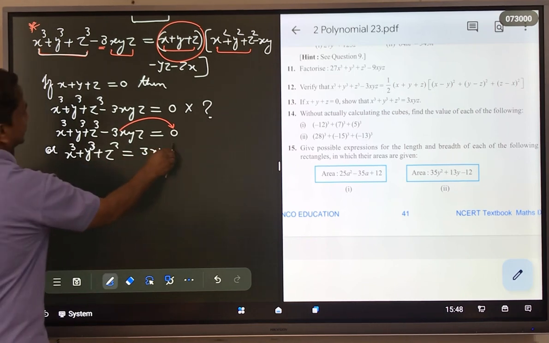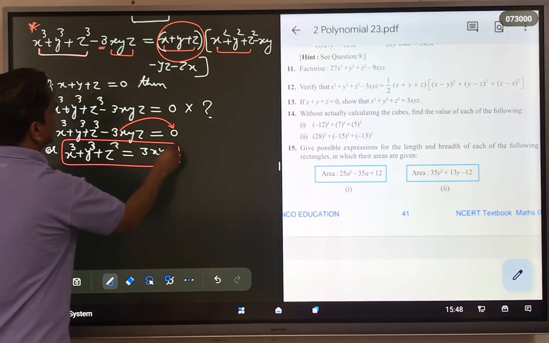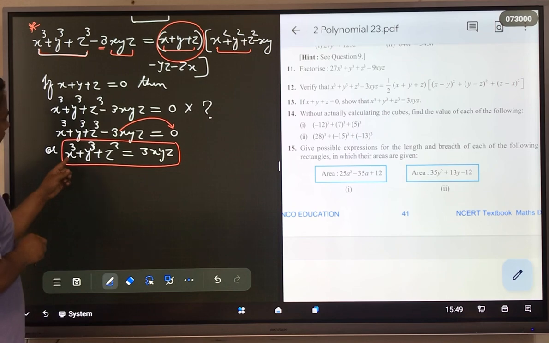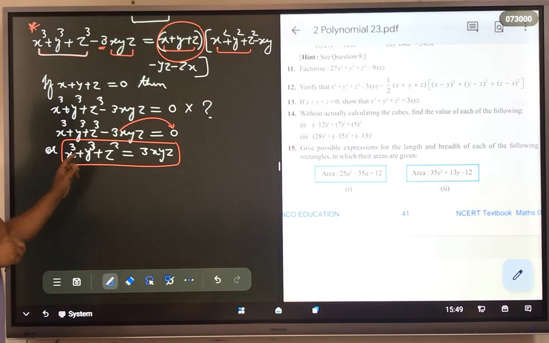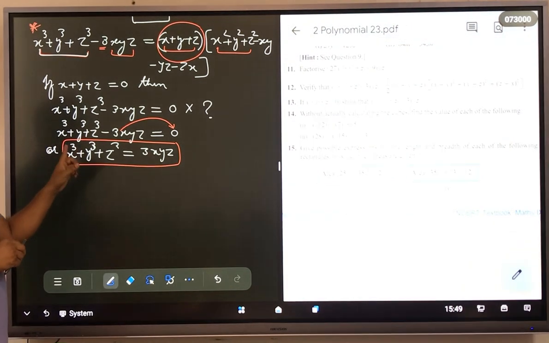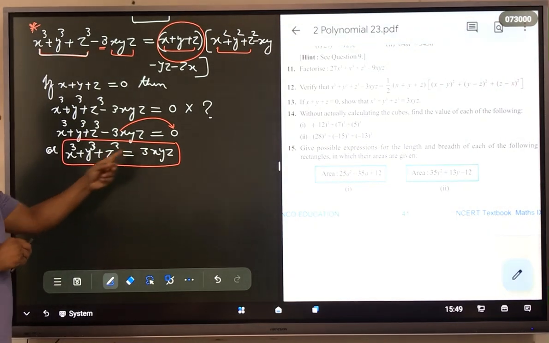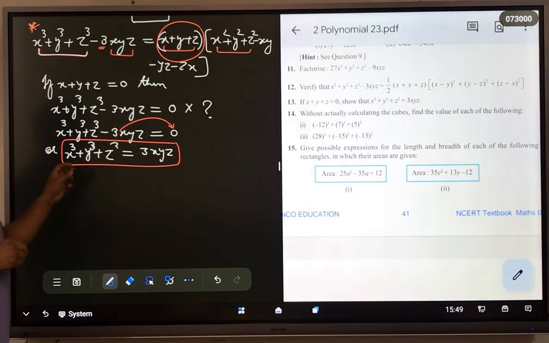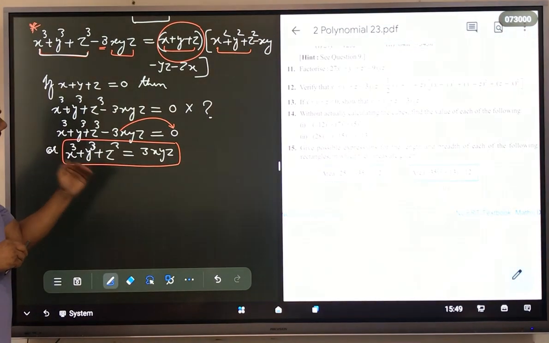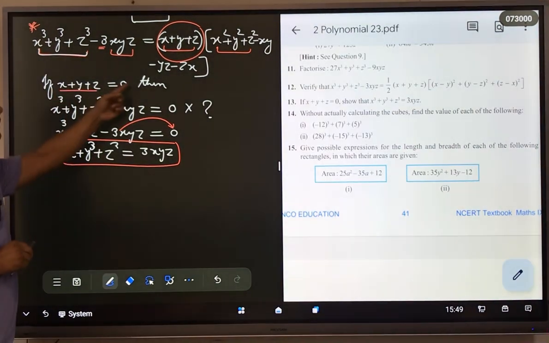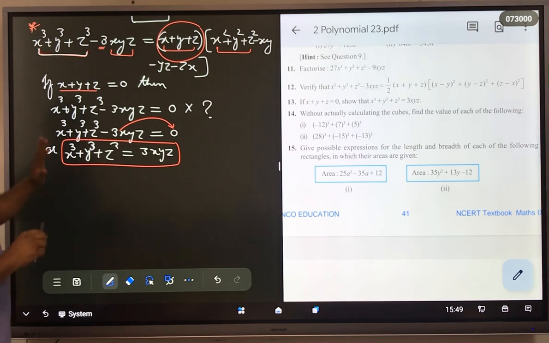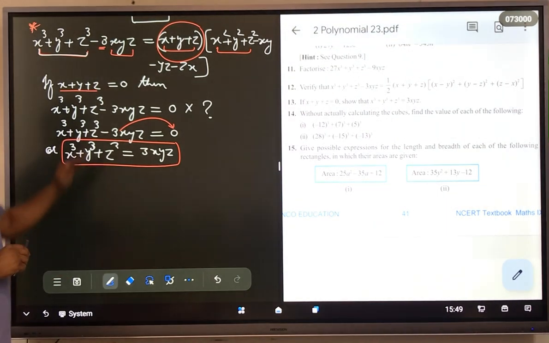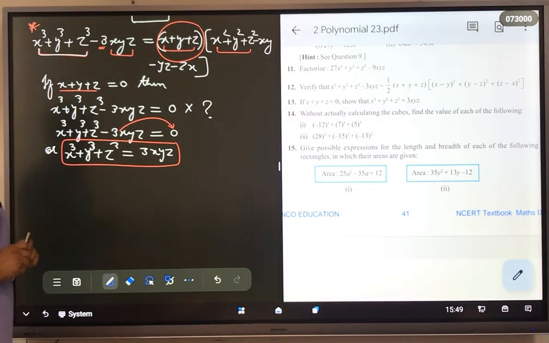What is the meaning of this statement? The meaning is that the sum of cubes of three quantities is equal to 3 times their product. But when will this exist? When their linear sum will be 0. So this is the special case in this identity.